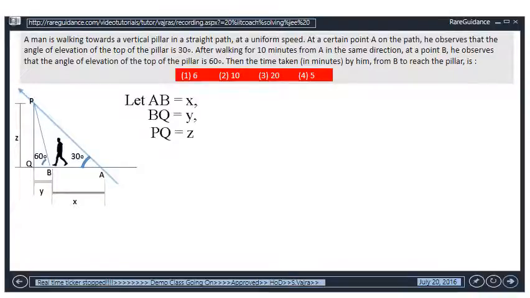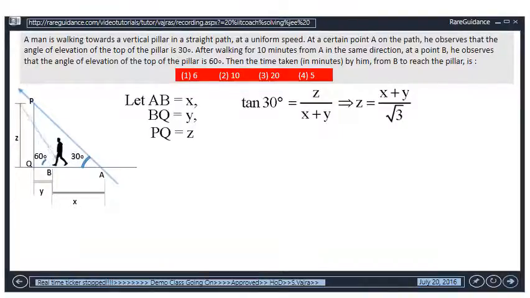We have a question for the tangent at 30 degrees. Looking into the formula, we find that tan 30 degrees is z over x plus y. Further solving it, we get that z is equal to x plus y divided by root 3.